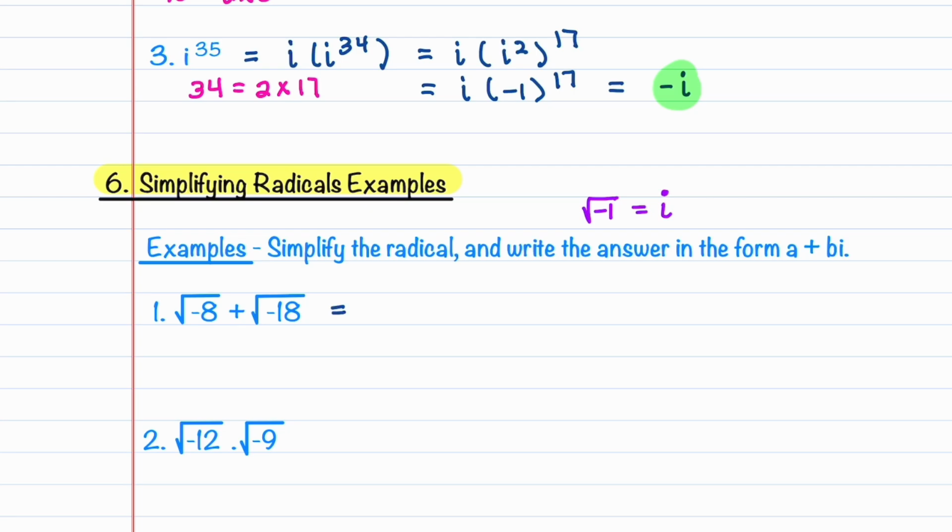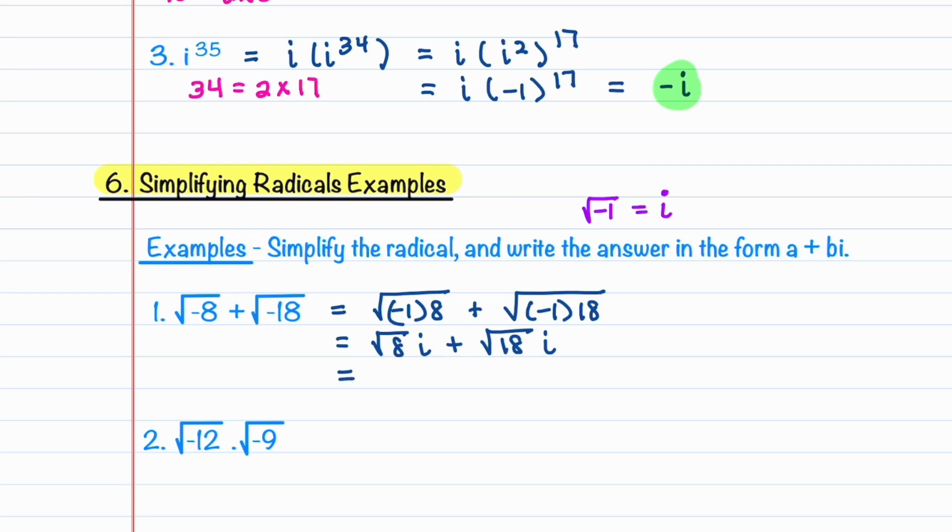Let's look at our first one. What we're going to do is break apart the -8 and write it as -1 times 8. So this becomes the square root of -1 times 8. And then we're going to do the same thing to our -18. We're going to write it as -1 times 18. Then we can pull out the square root of -1 as an i. So this is the square root of 8 times i plus the square root of 18 times i.